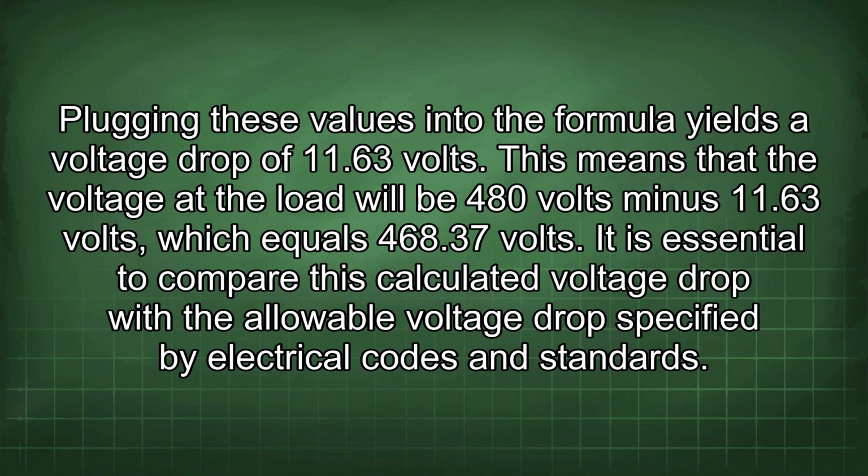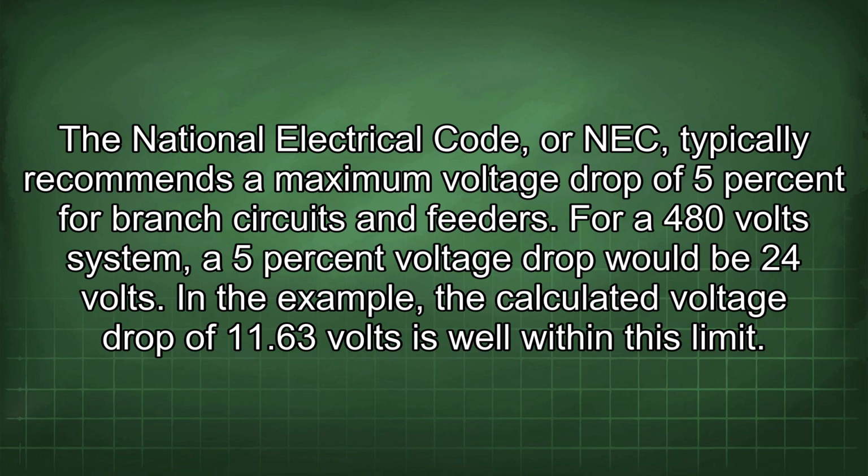It is essential to compare this calculated voltage drop with the allowable voltage drop specified by electrical codes and standards. The National Electrical Code, or NEC, typically recommends a maximum voltage drop of 5% for branch circuits and feeders. For a 480 volt system, a 5% voltage drop would be 24 volts. In the example, the calculated voltage drop of 11.63 volts is well within this limit.